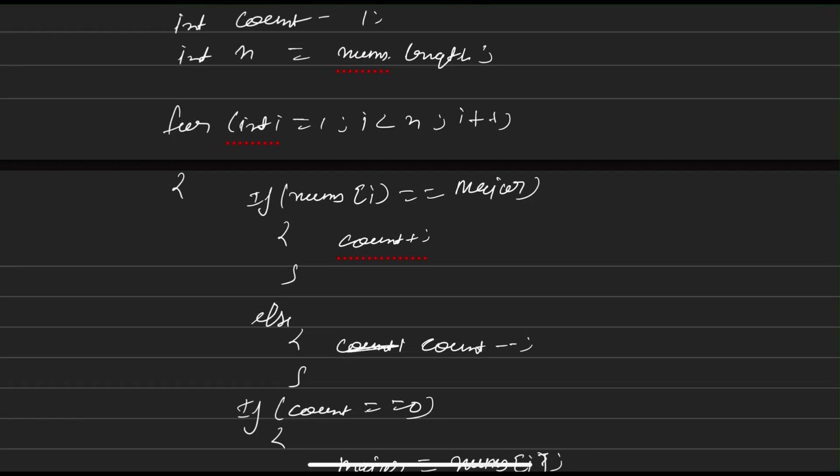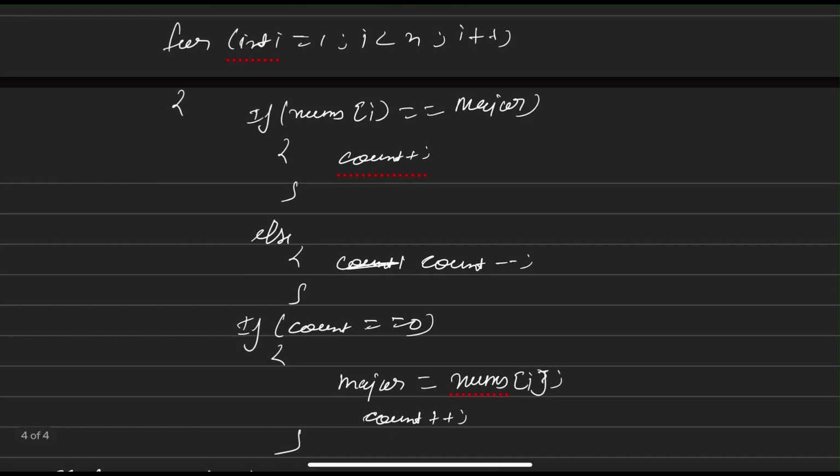Basically I traverse the array from the first index. I'm not starting from 0, because the first number I already considered as the majority element. In that loop I check if my current number is equal to the majority number, then I increment the value of count. If it is not equal, then I decrement the value of count.